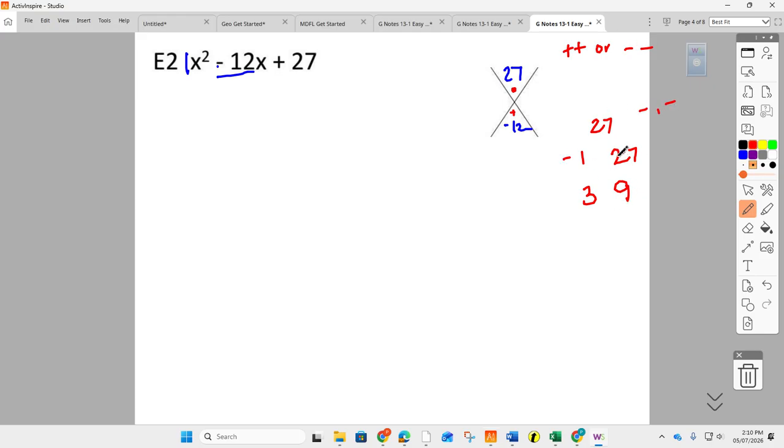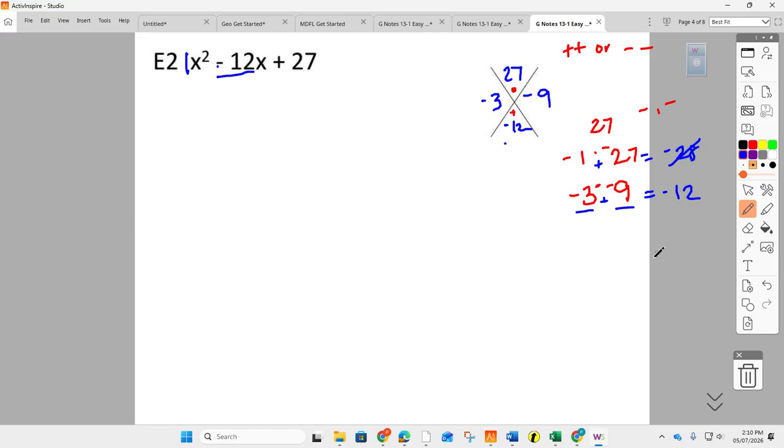So negative 1 times negative 27 equals positive 27. Negative 3 times negative 9 equals positive 27. So now we're going to check. Remember, these side numbers have to be the factors that when you add them, you get negative 12. So negative 1 plus negative 27 is negative 28. That's not negative 12. Negative 3 plus negative 9, that is negative 12. So now we know that our factors that go on the sides here are negative 3 and negative 9.